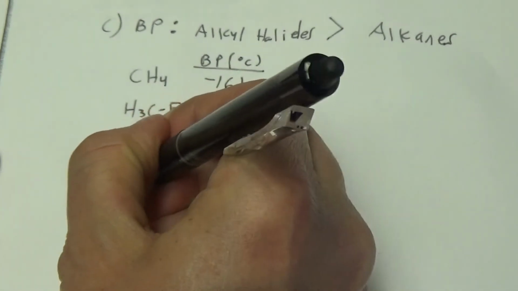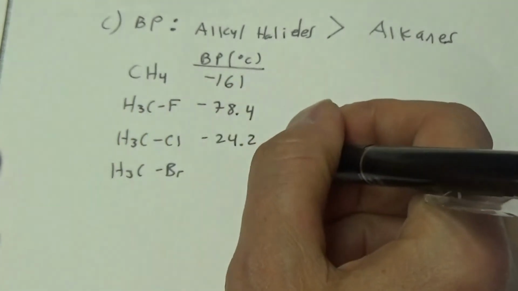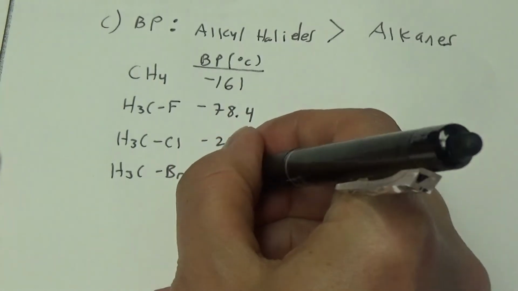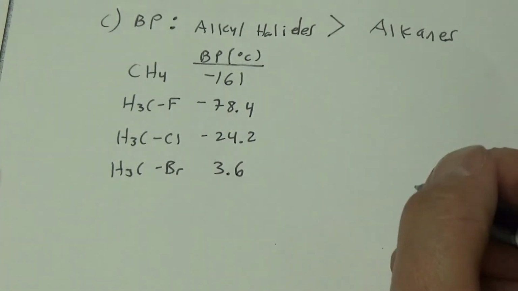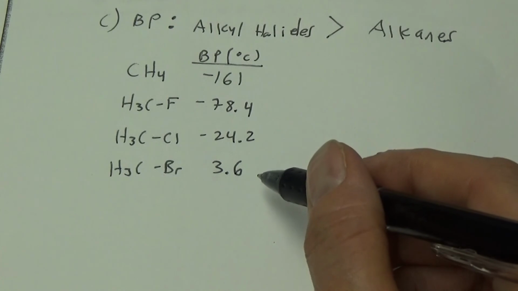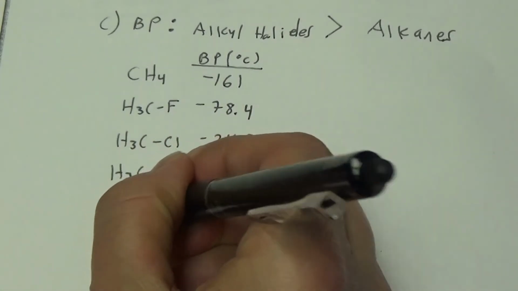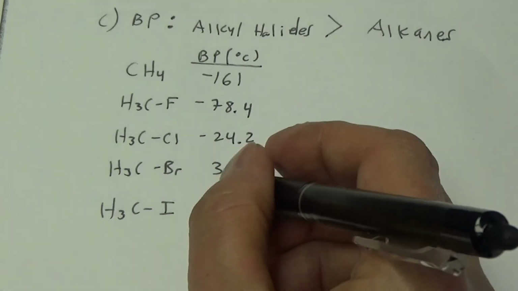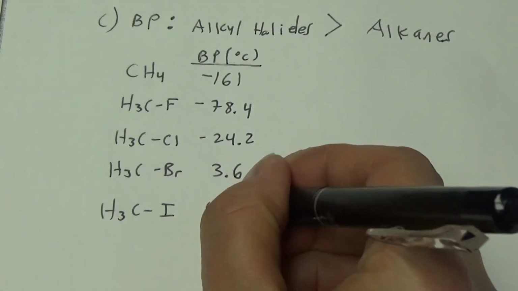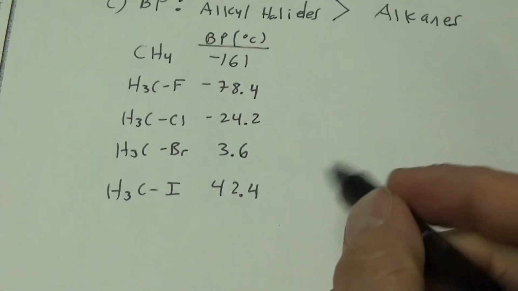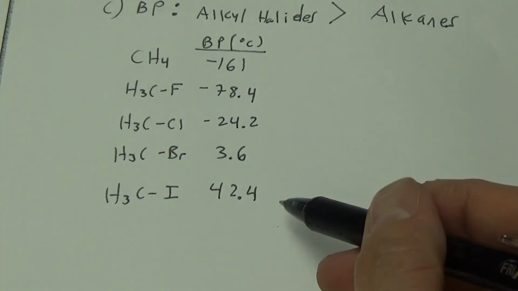So as these atoms get larger, it looks like the boiling point increases. Bromomethane is 3.6. So at 0 degrees Celsius it's actually a liquid, right? And then iodomethane is 42.4. Okay, so that's actually a liquid at room temp.